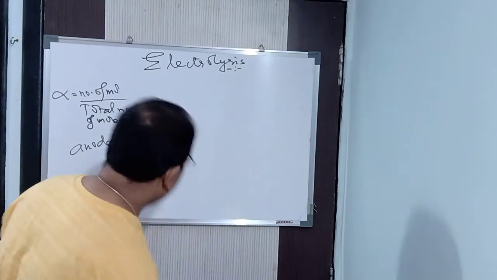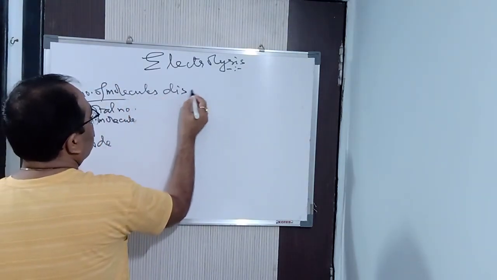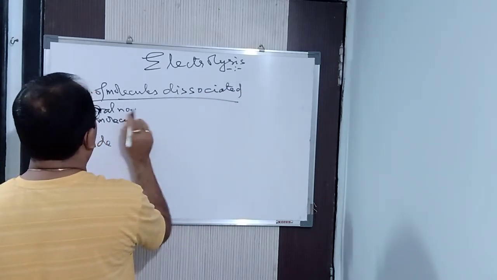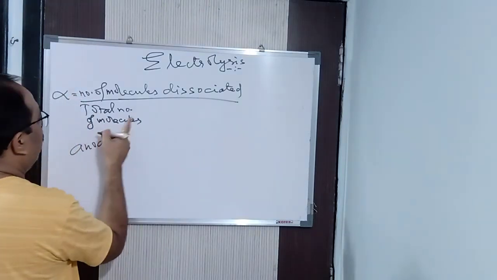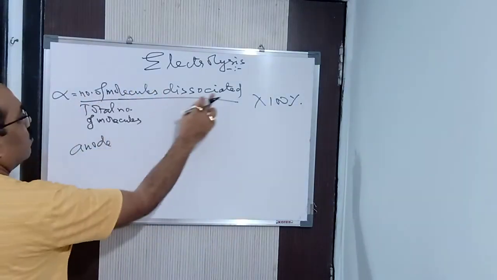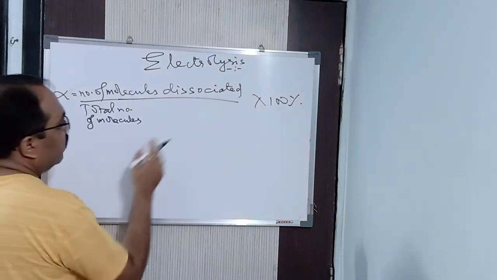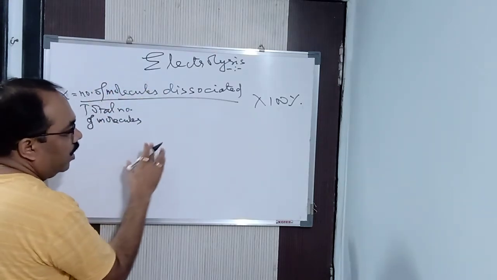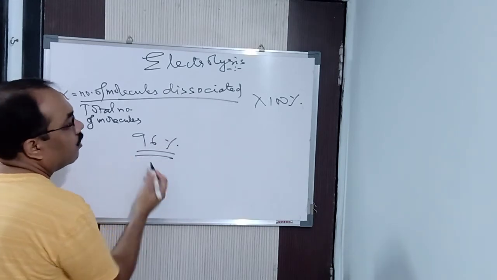So what I said: number of molecules dissociated by total number of molecules, into 100%. In this way we get the degree of dissociation. Let us say the total number is 100 and the number of molecules dissociated is, let us say, 95 or 96 or something like that. So the degree of dissociation will be around 96%.